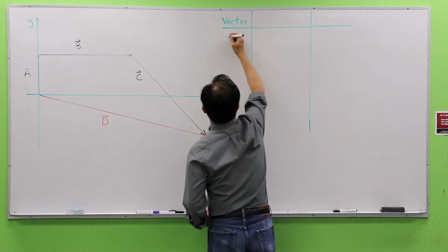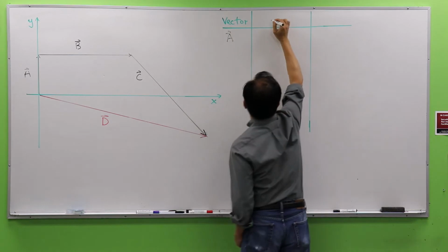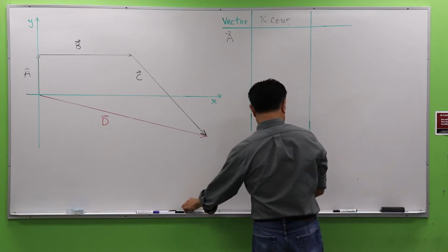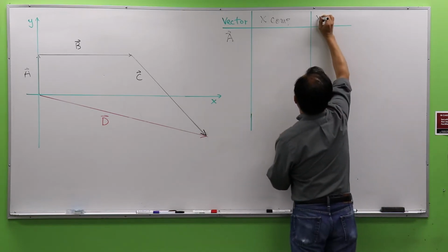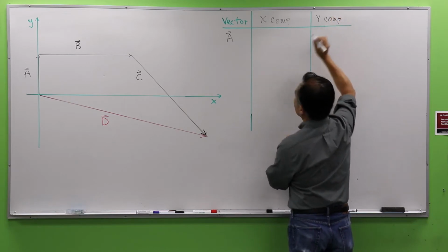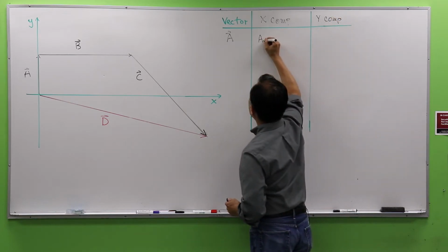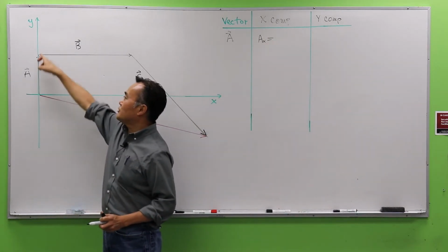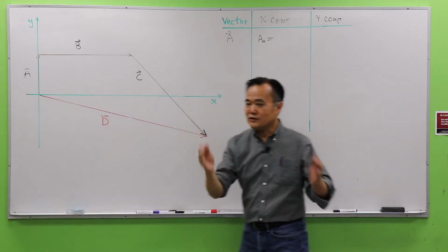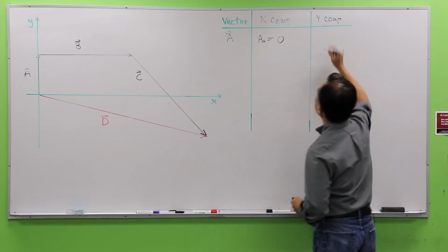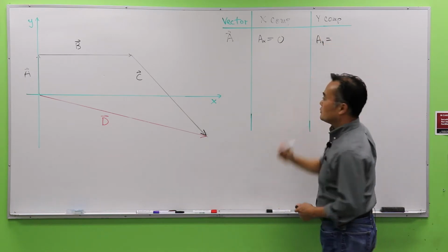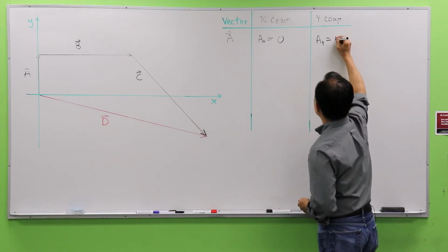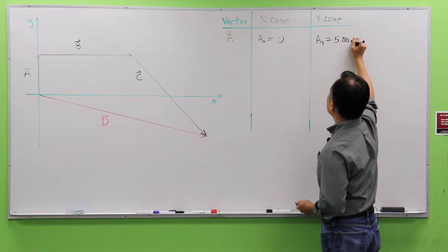So for vector A, I'm going to ask what's the x component, and for vector A, what is the y component? Okay. So we get a very lucky break. Vector A goes straight along the y-axis, so the x component is 0. And the y component is then, what is it? Well, it's the entire vector, which is a magnitude of 5 meters, so the y component is 5 meters.